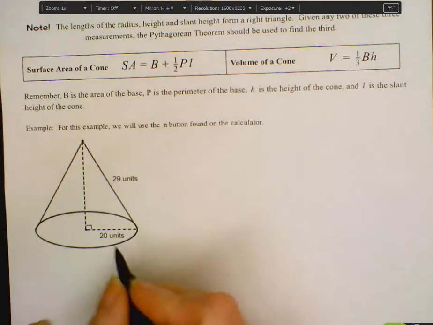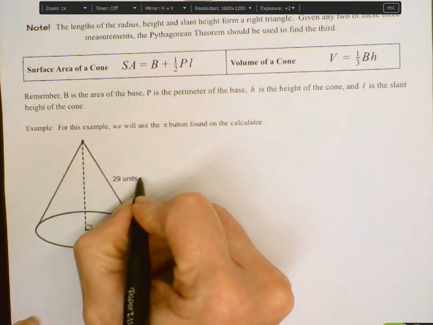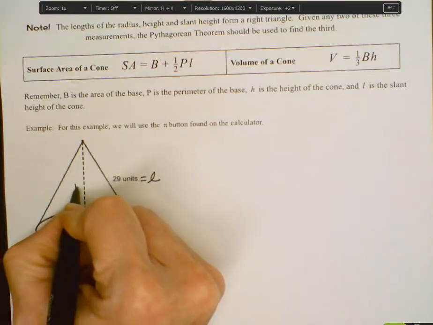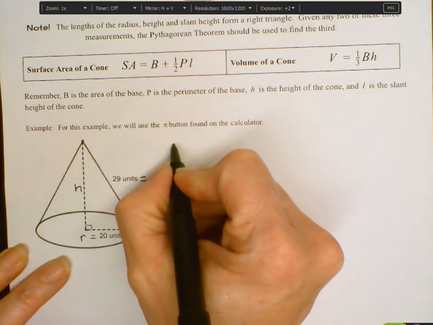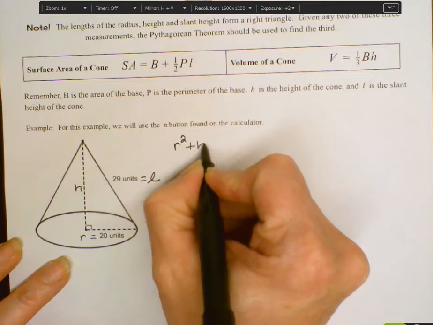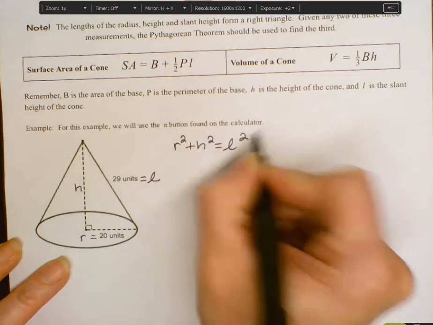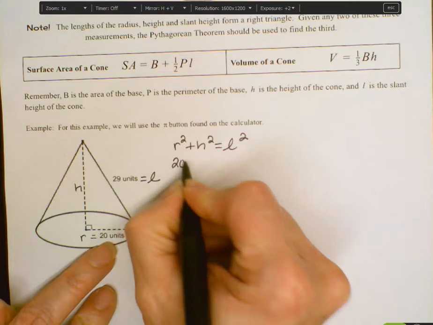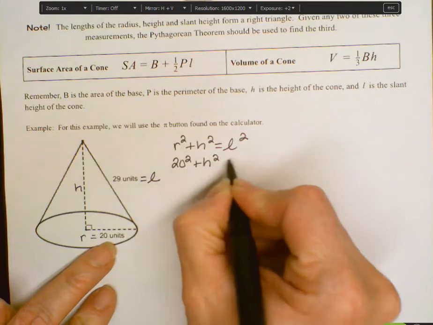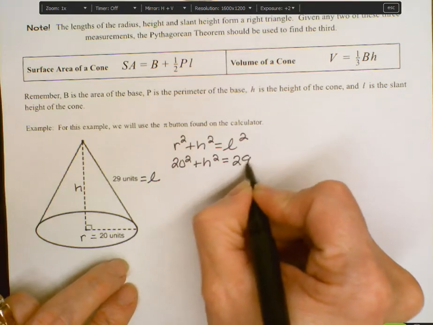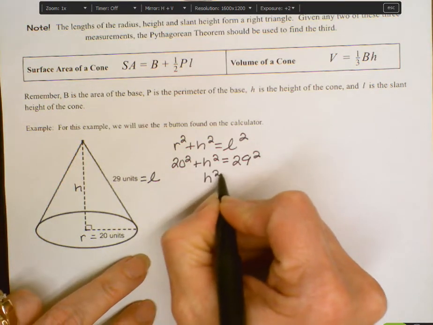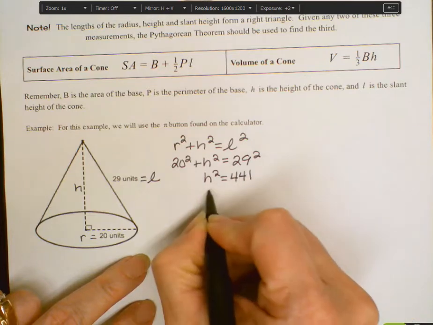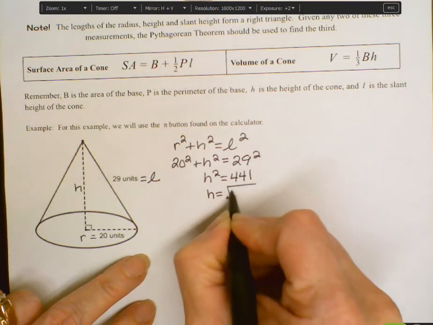All right, so looking at our example down here at the bottom of our notes sheet, we have a cone with a radius of 20 units, a slant height L of 29 units, and our h value that we need for the volume is absent at the moment, so we start with the Pythagorean theorem. R squared plus h squared equals L squared. Substituting in our values, 20 squared plus h squared, which is our unknown, equals 29 squared. On to the calculator. 29 squared minus 20 squared tells us that h squared must be 441, which means h is the square root of 441.